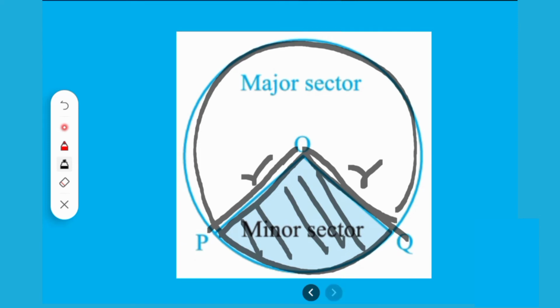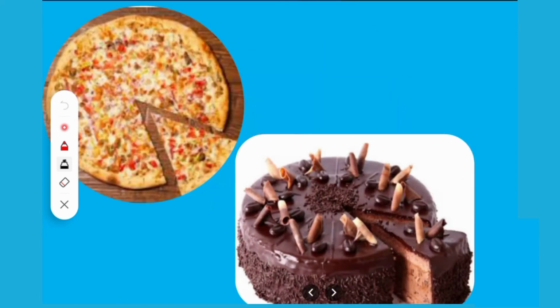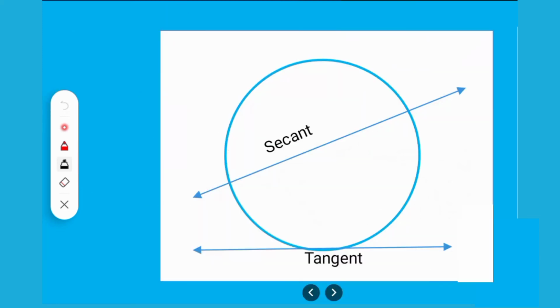That can be understood with the help of real life things. We take the pizza. You are eating it. We take one piece of pizza, that is making the sector. One piece of that is a sector. Similarly, with the cake, the one piece with two radii is called the sector. I think you understood it very well.